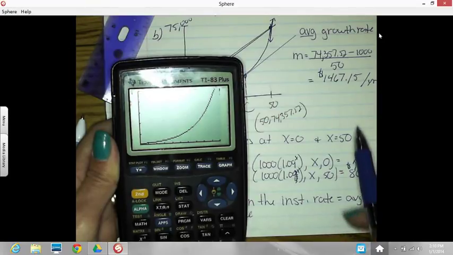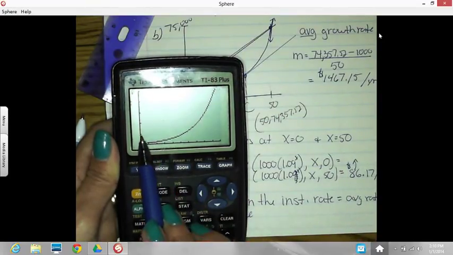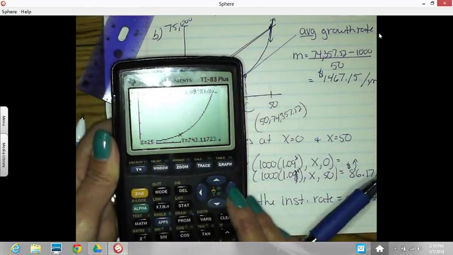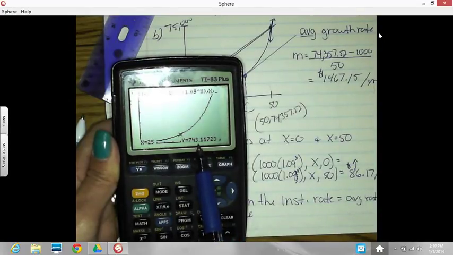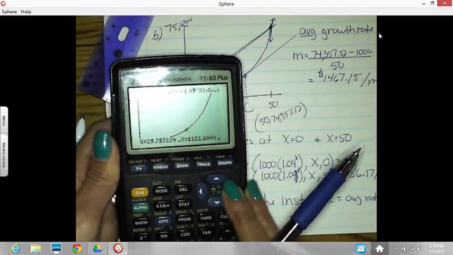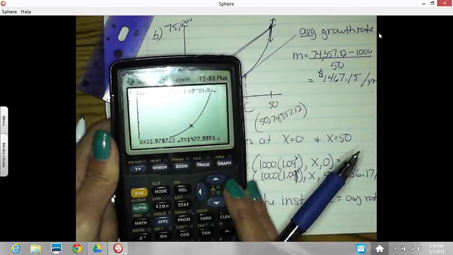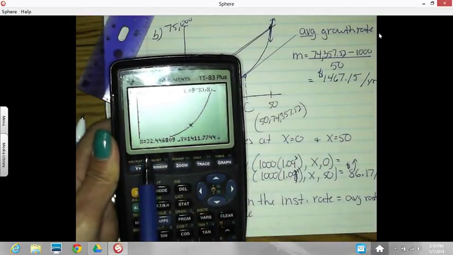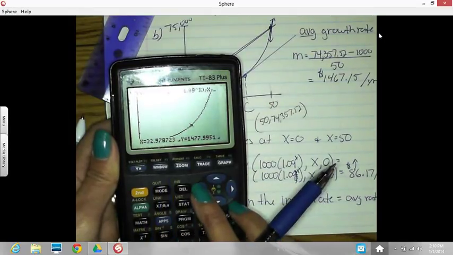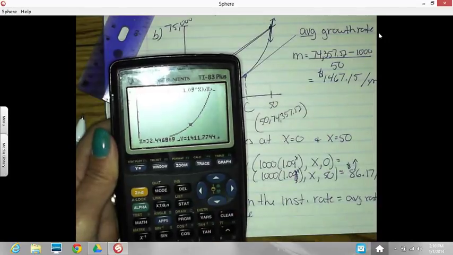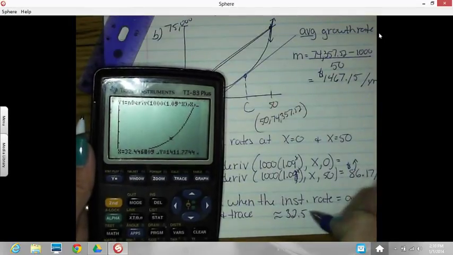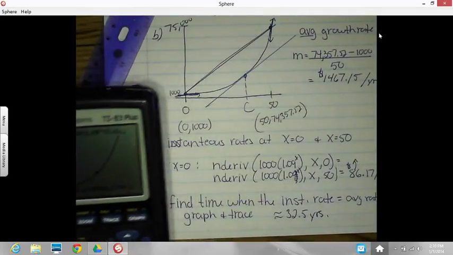Okay, so I had this go up to 5,000. I want 1,467. So it's right about in here. So I'm just going to trace until I get this y value to be close to my 1,467. Okay, and that's the best we can do. We cannot do this algebraically. So it's somewhere between 32.4 and 32.9 years. If I want to, I can zoom in, but that's close enough. So about 32 and a half years. That's in the ballpark enough.